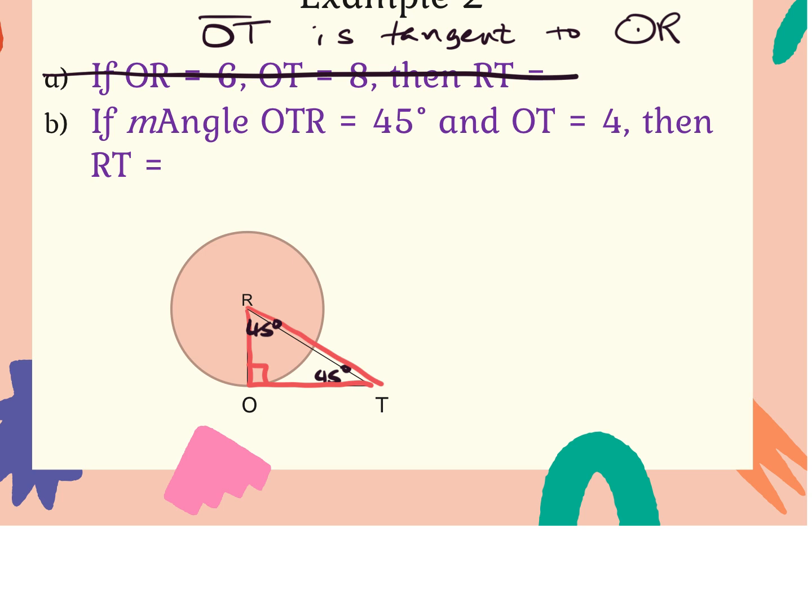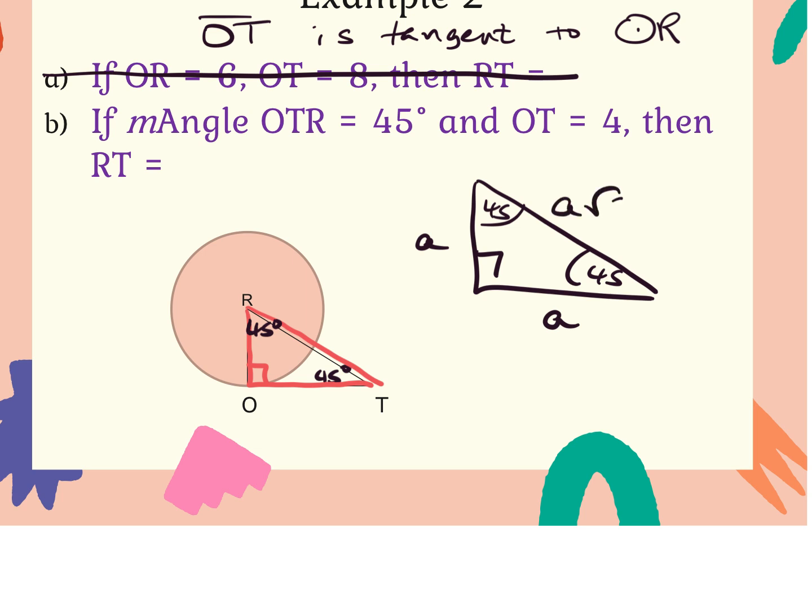Now, you can do this problem two different ways. You can either use your knowledge from section 9.2, that this is a special right triangle, and it's the 45, 45, and this side's going to be a square root 2, and they're giving me that OT here equals 4. So if OT equals 4, so does OR. And then RT is just going to take that 4 and put root 2 behind it. So honestly, the special right triangle is the fastest way.